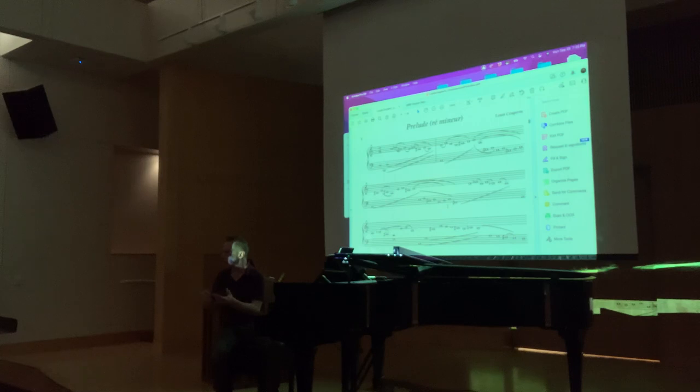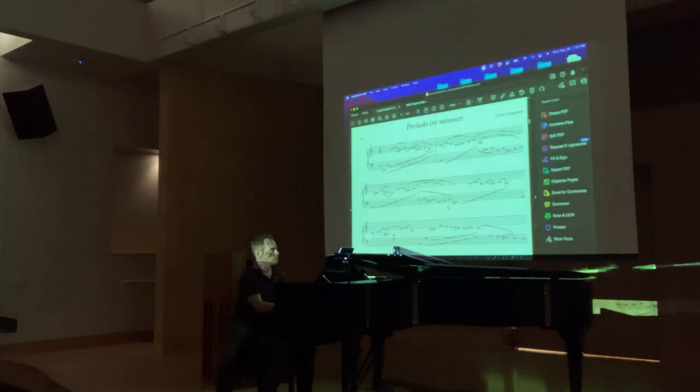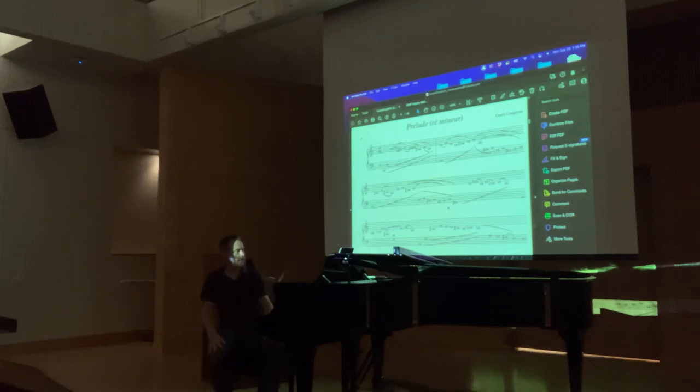So just throwing in some passing tones and changing the rhythm a little bit can help. And you can stop at any of these notes. So this is such a great gateway drug for improvisation.